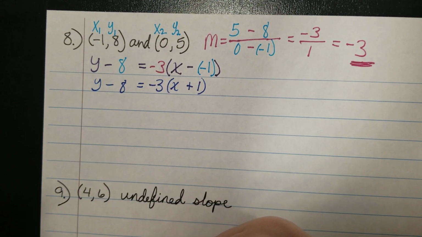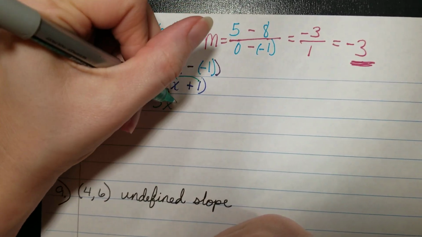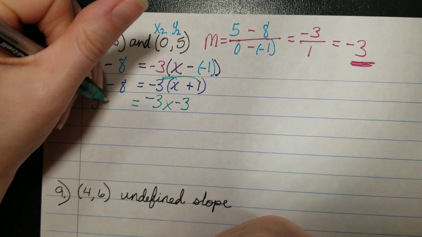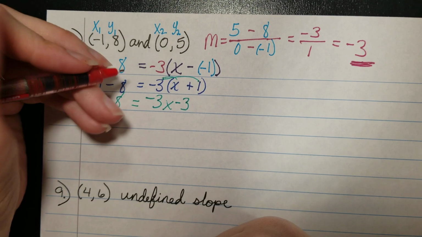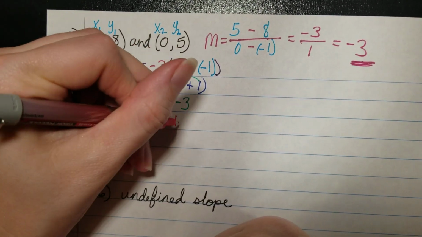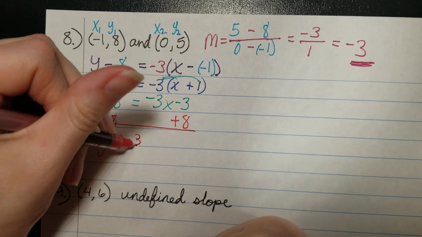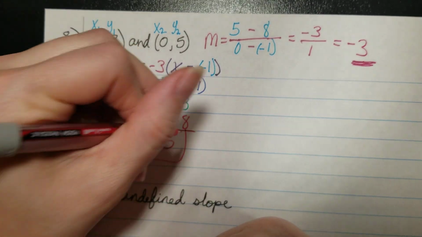And then I'm going to distribute the -3. That's -3x minus 3. And that still equals y minus 8. And then finally I just need to add 8 to both sides. So y equals -3x plus 5.